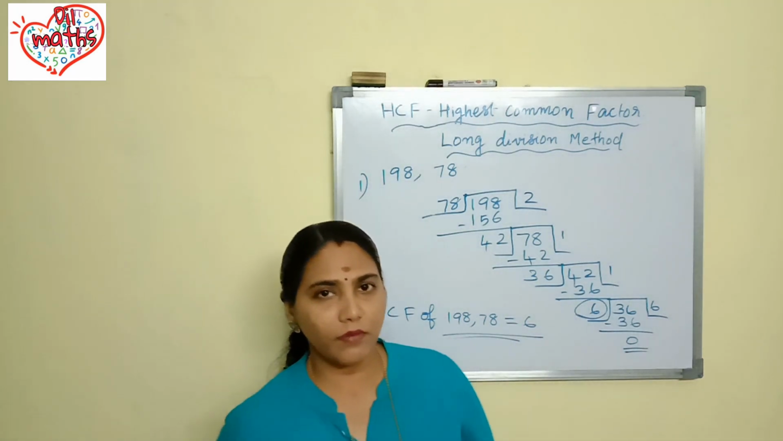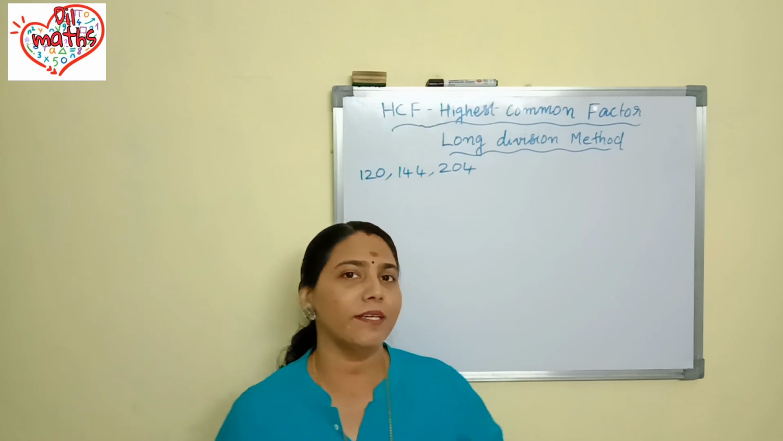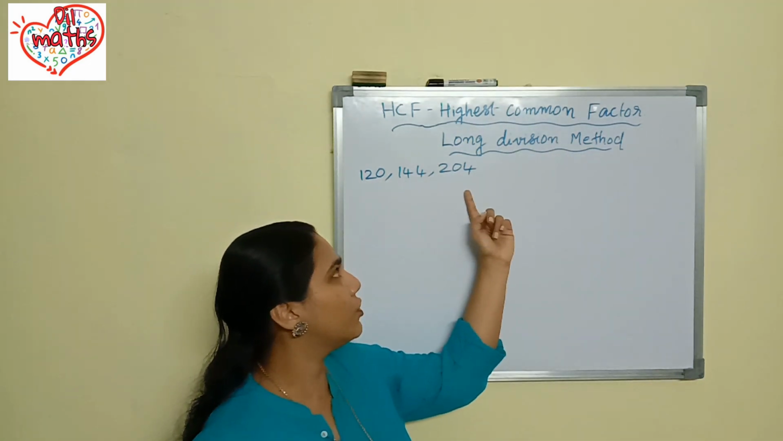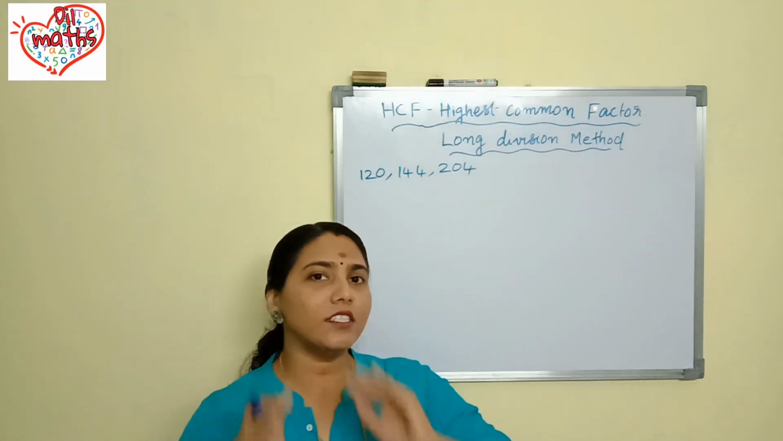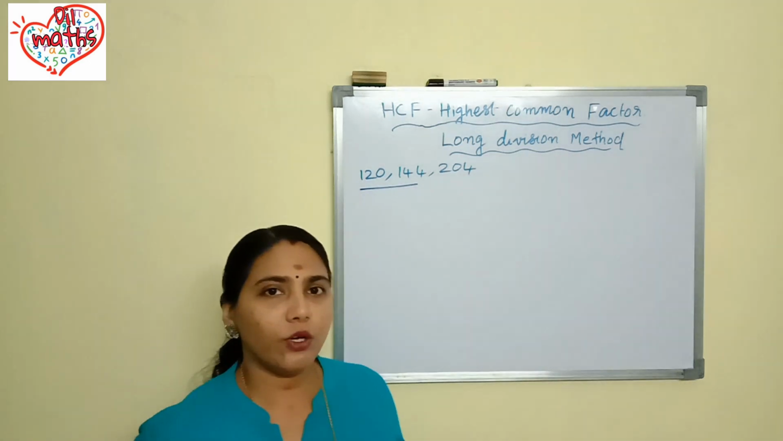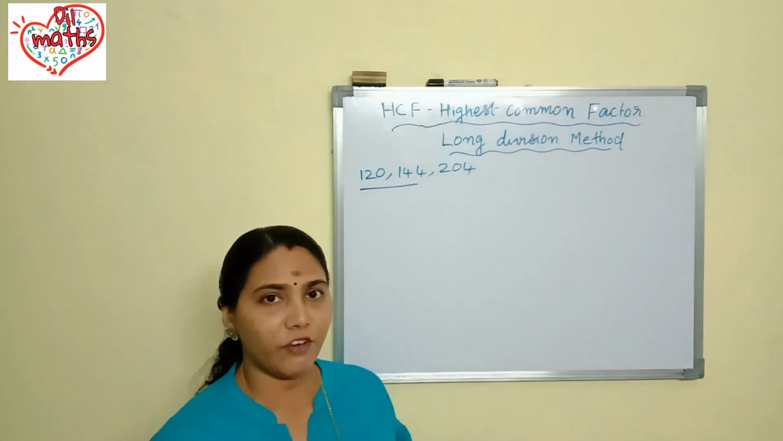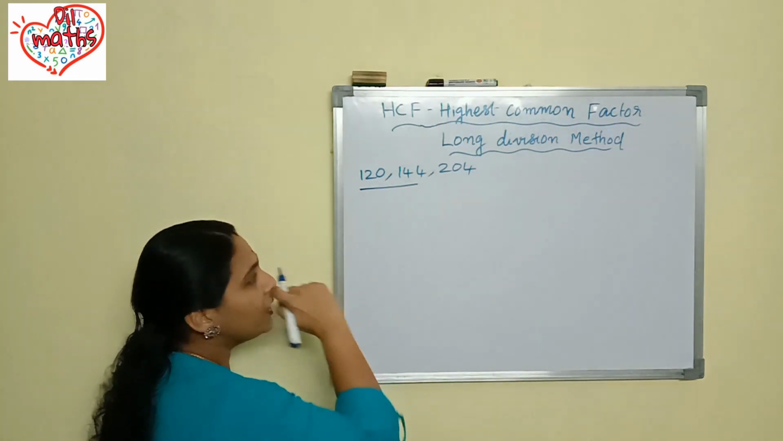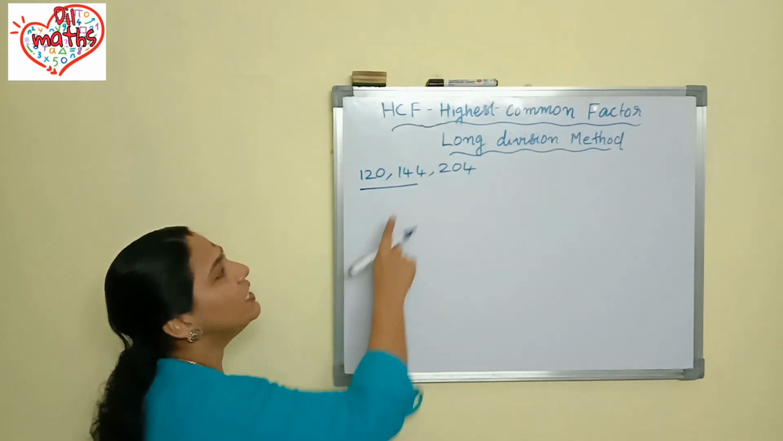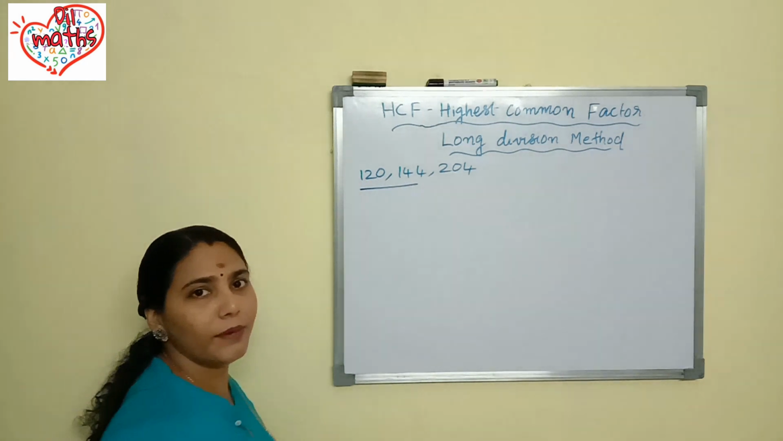Okay. I will tell you how to find HCF of 3 numbers by using long division method. So for that I took 3 numbers, 120, 144 and 204. Okay, if you got 3 numbers, you should take the first 2 numbers. Okay, 120 and 144 you should take. And we should find out the HCF of those numbers first. Okay. So here which will be the dividend and which will be the divisor? Dividend will be 144, because that is the greater number here, and the divisor will be 120.